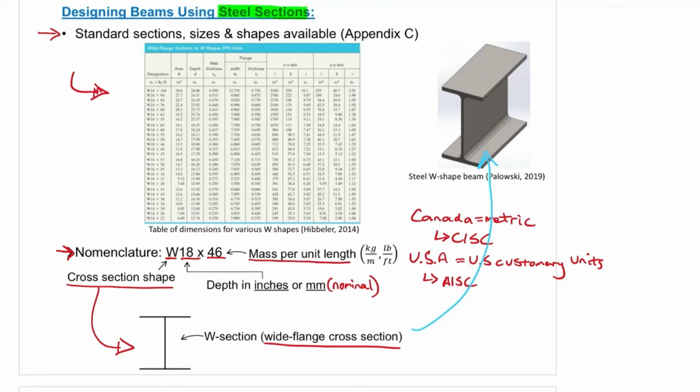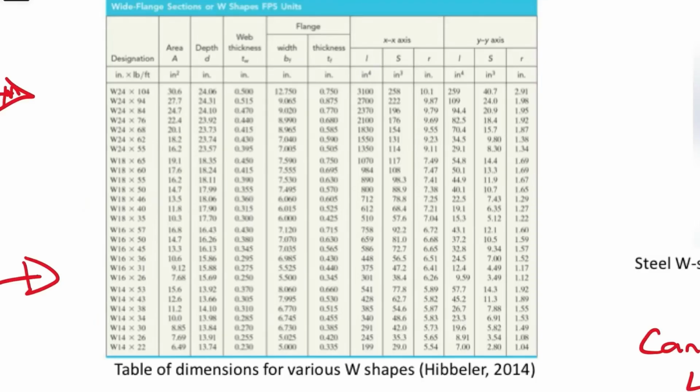If we refer to the table here, and look for W18 by 46, we can see that the depth isn't exactly 18 inches, which is why we call it the nominal depth. When we compare the depth to other shapes with the same depth, so basically this whole section here, we can see that the depth varies, which is why it's called the nominal depth.